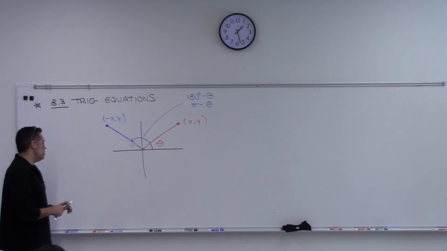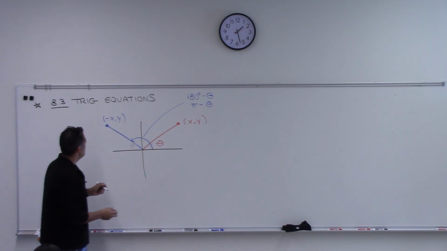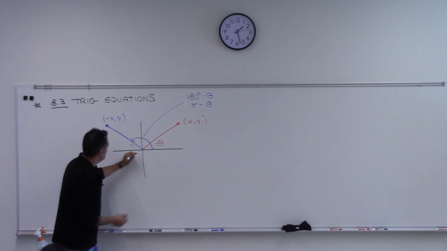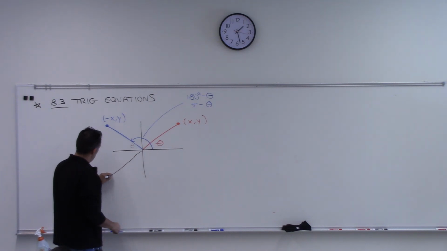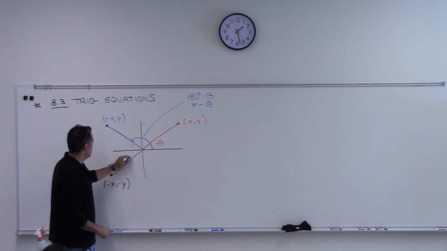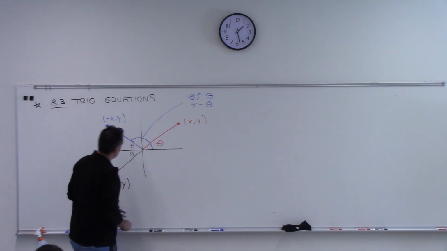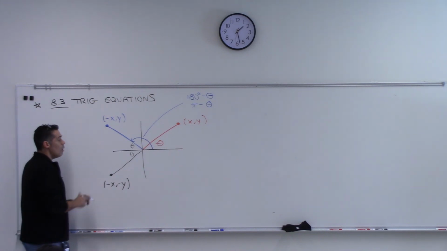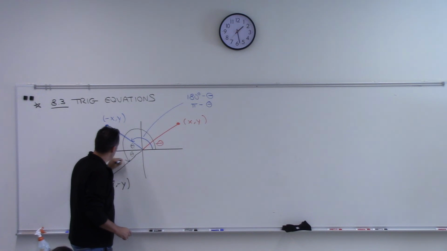Now, what if I do this? Let's reflect this down to this. In other words, just take this red line and go straight across like this. Now that point is negative x, negative y. So now your theta is right there, like my little dotted thetas. So what would this angle be, the one that goes from here to there?